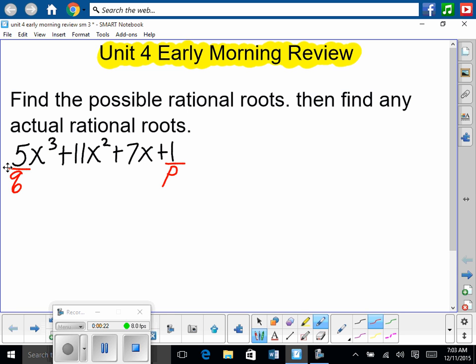Then I list out all my factors of P and Q. I always put P on top because then it's easy when I'm doing P over Q. So plus or minus 1, that's all the factors of 1. Q, plus or minus 1, that's a factor of 5, and plus or minus 5 is a factor of 5. So then I do P divided by Q. Make sure you do all possibilities. So 1 over 1 is 1. So plus or minus 1 is a possible root, and plus or minus 1/5.